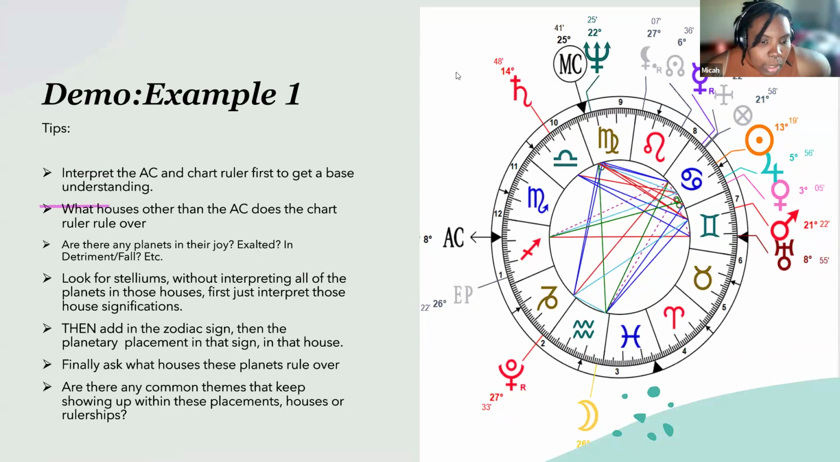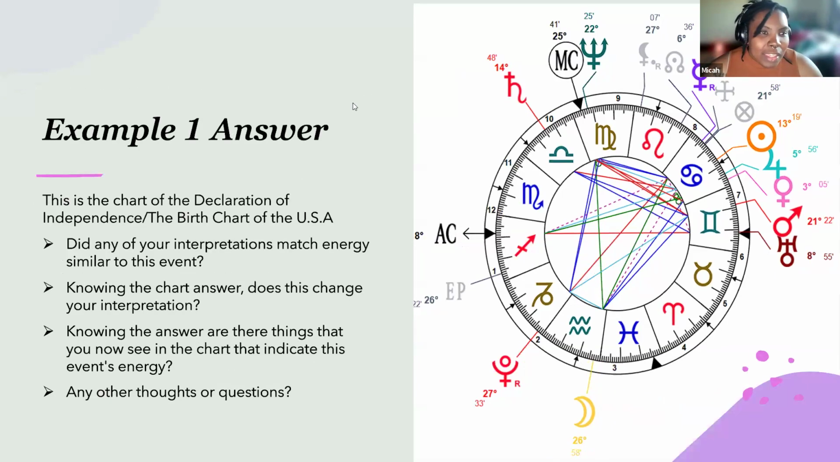Are there any common themes that keep showing up within the placements? Okay, so I said that breaking out from other people's resources kept coming up. Some sort of stress on a relationship is coming up, but also the want to expand and birth something. So if you did not see the answer already, this is the Declaration of Independence, aka the birth chart of the US.